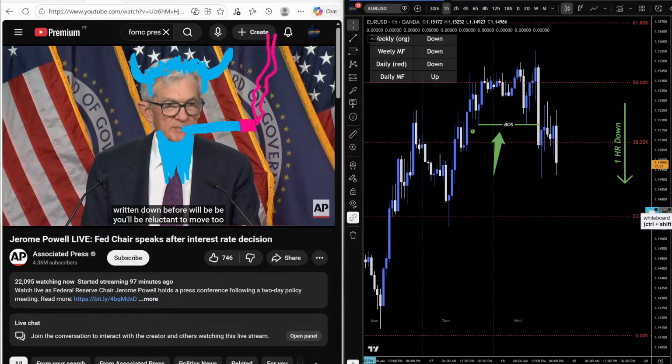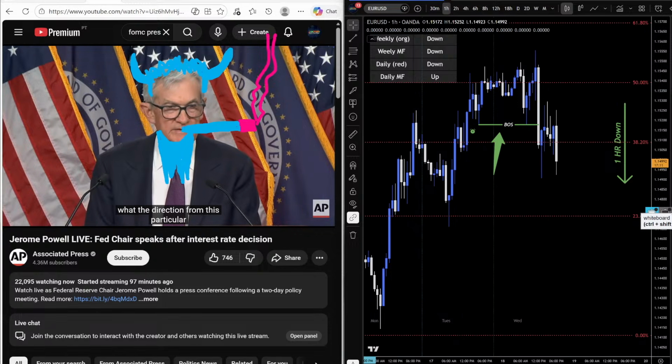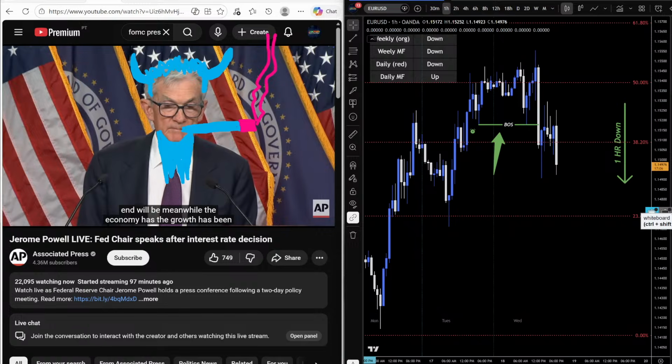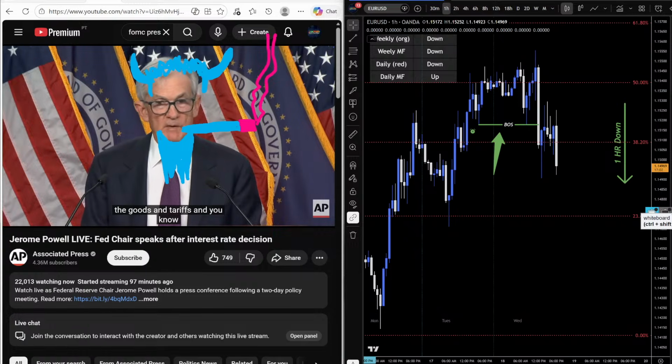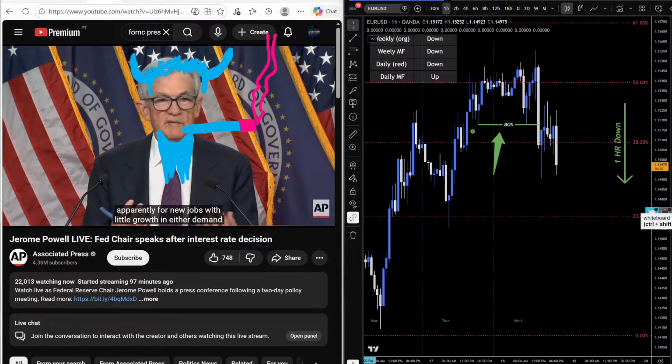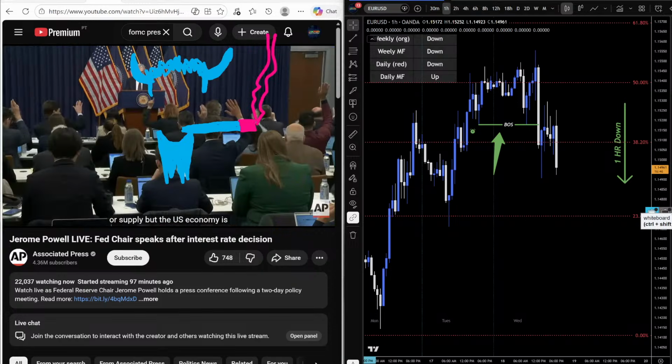Meanwhile, the growth has been solid, and for inflation, the overshoot is mainly from goods and tariffs. And the labor market, the unemployment rate, of course, is little changed since September. You have a very, very low break-even rate, apparently, for new jobs with little growth in either demand or supply. But the U.S. economy is doing pretty well. It's just we don't know what the effects of this will be, and really no one does. Steve.